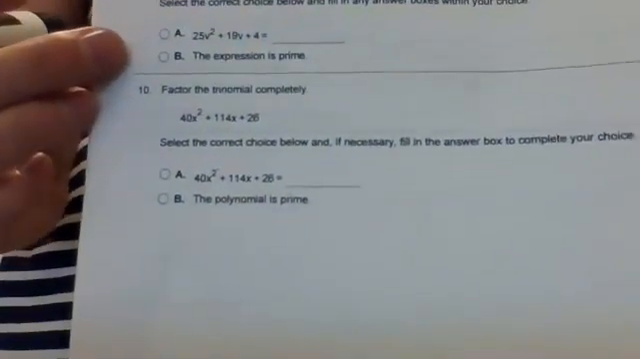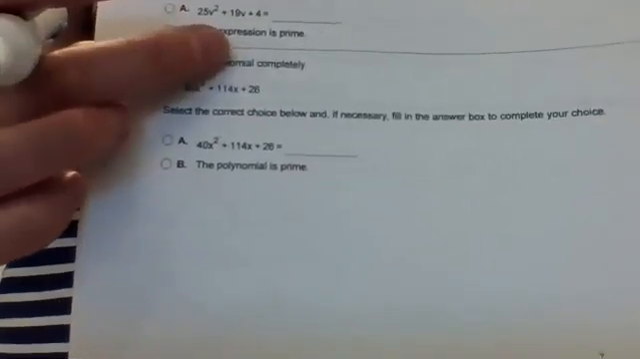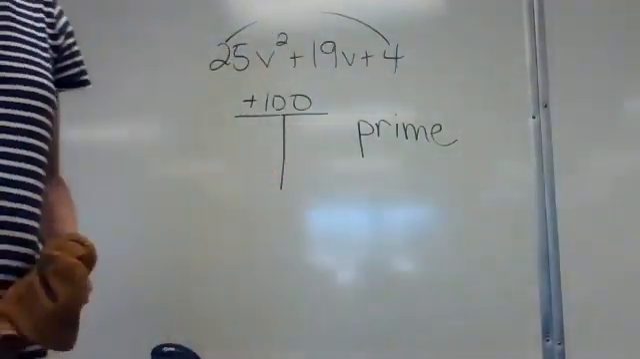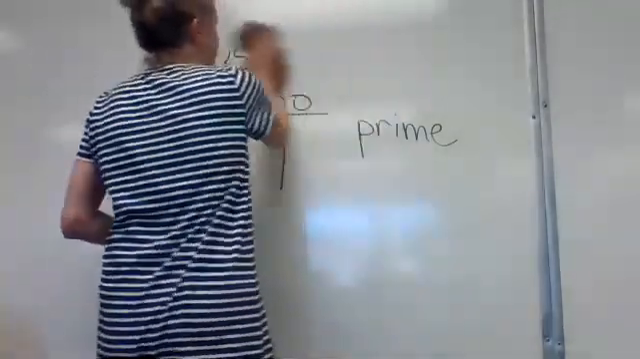Okay, every single one of these has been multiple choice. You either click A and type in your answer, or B, it is prime, because there are no numbers that do what we need them to do. So number 9 was prime. And the last one.